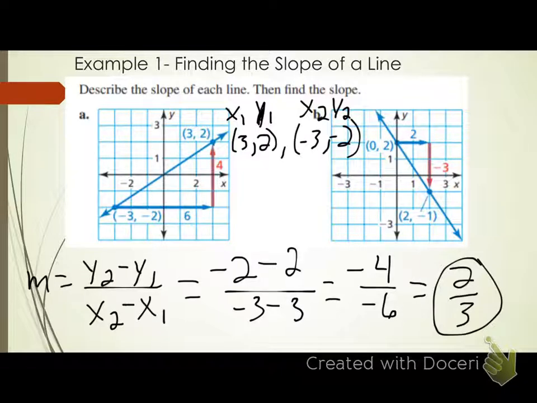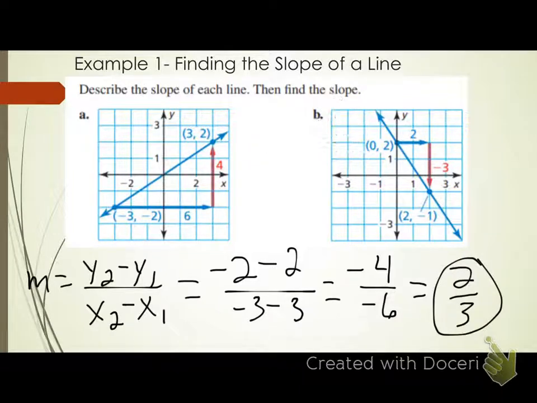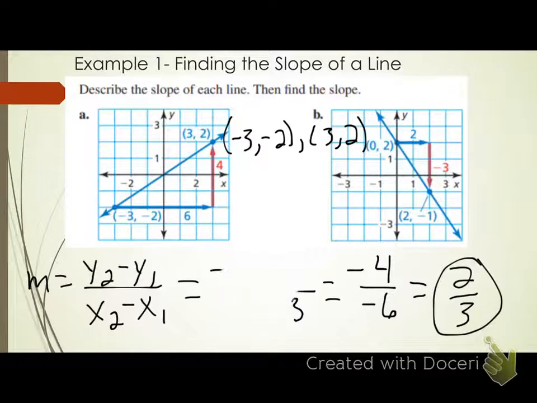How did I know which ordered pair to put where, though? Why didn't I put (-3, -2) first? Because the one that's rising needs to be first, because it's rise over run? Well, let's just see what our answer would be if we did it this way. It doesn't matter for this. Let's try it out real quick.